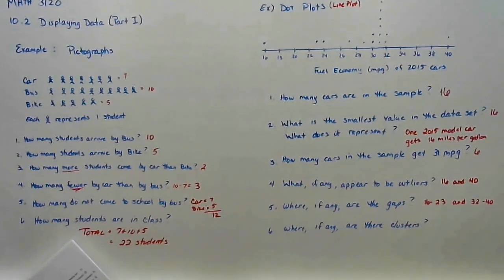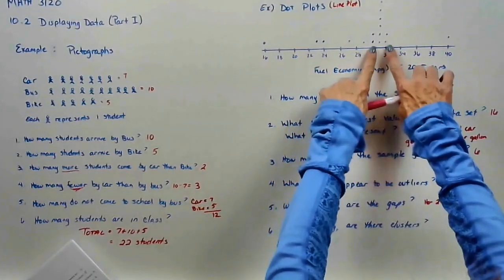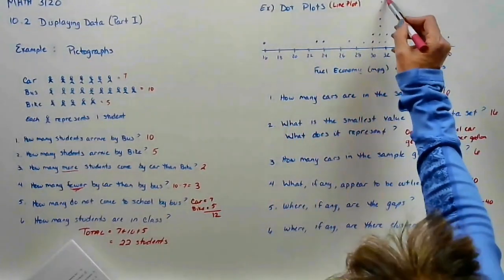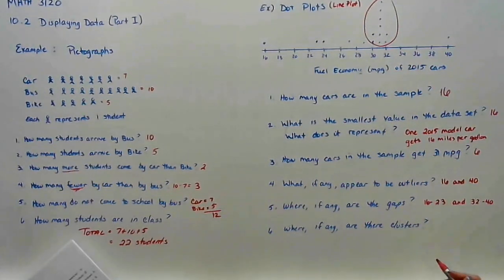And then finally, do we have any clusters? Do we have any that are grouped together? And it sure looks like the majority of the data is falling between 30 and 32. So I would call that a cluster. Okay, so there's an example of a pictograph and a dot plot.